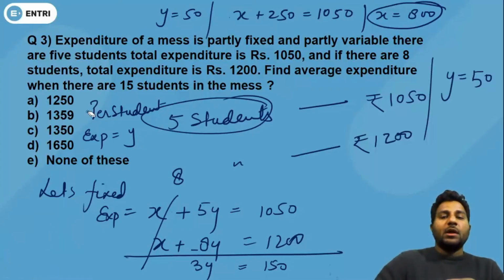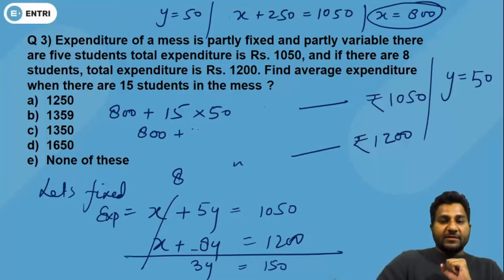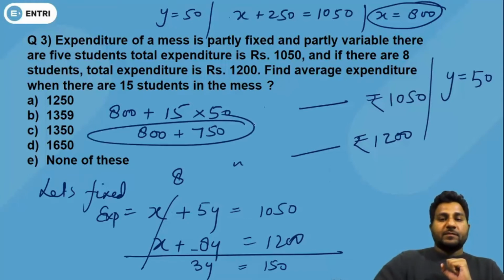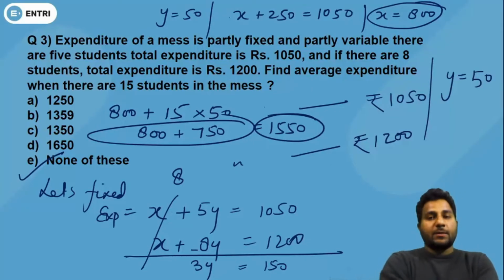Now what will we do? We will apply it on 15 students. So 800 plus 15 students, and the per student expenditure is 50. So 800 plus 750, you will get 1550. So I think option E will be the correct one. You might get confused because you will not get a solution like this. I hope you all have understood the particular concept. Just remember, keep focus on the procedure.